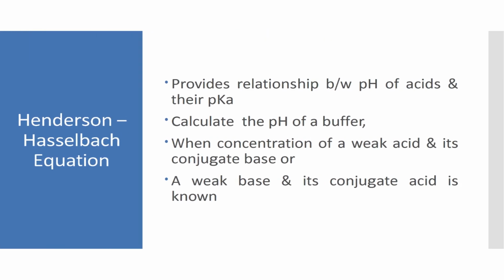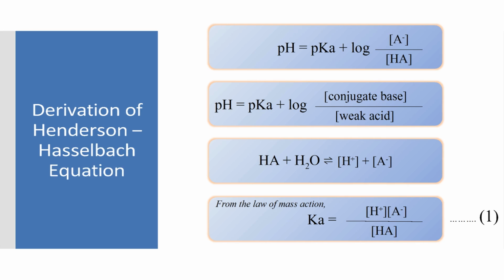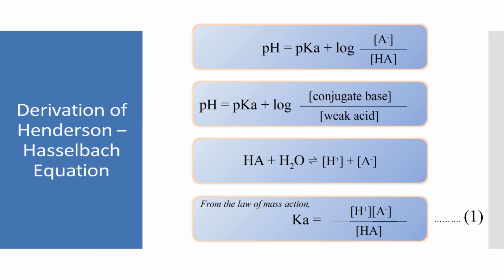Next, we explore a very important equation that provides a relationship between the pH of acids and their pKa. This powerful tool allows us to calculate the pH of a buffer when the concentration of a weak acid and its conjugate base, or a weak base and its conjugate acid, is known. Coming up, we'll discuss the derivation of this key relationship, known as the Henderson-Hasselbalch equation.